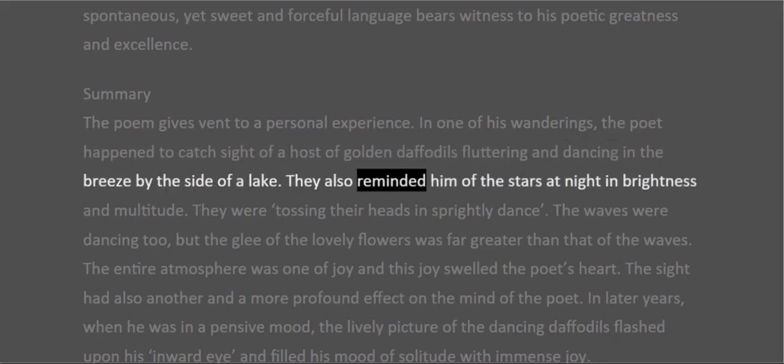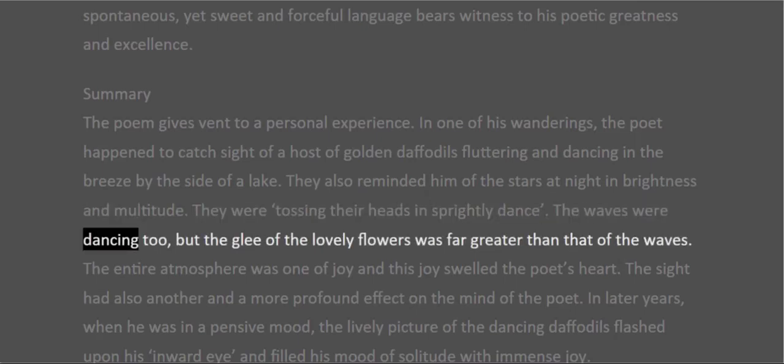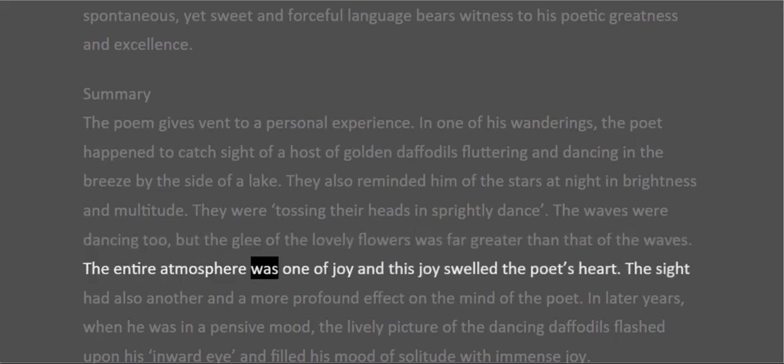They also reminded him of the stars at night in brightness and multitude. They were tossing their heads in sprightly dance. The waves were dancing too, but the glee of the lovely flowers was far greater than that of the waves. The entire atmosphere was one of joy, and this joy swelled the poet's heart.